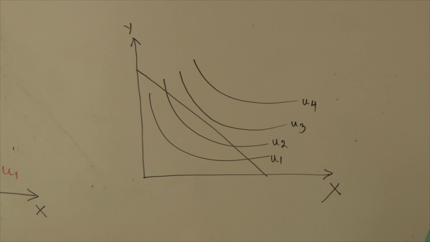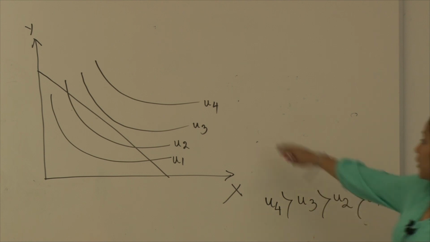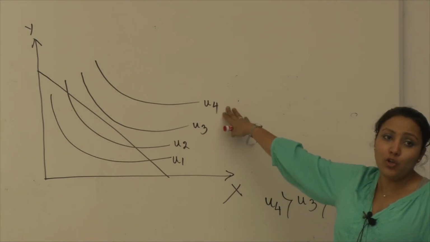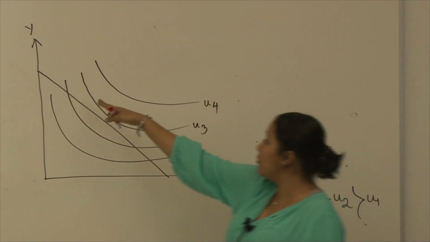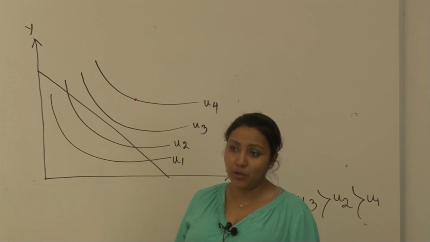Based on our discussion that we just did, you know that u4 will always be preferred to u3, will always be preferred to u2, will always be preferred to u1, correct. So, if given an option, if I asked you which indifference curve do you want to choose, which one will you choose? The highest one, you will want to be on u4. But please note that even when you want to be on u4, you cannot be on u4 because your budget is not permitting you to take anything that is on u4.